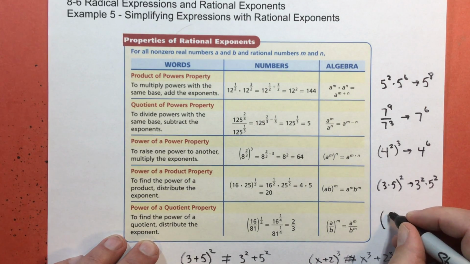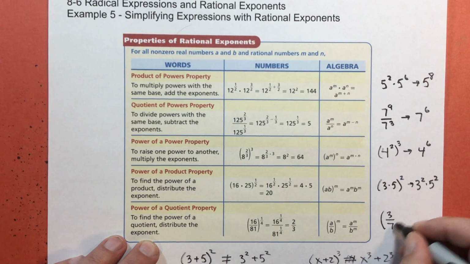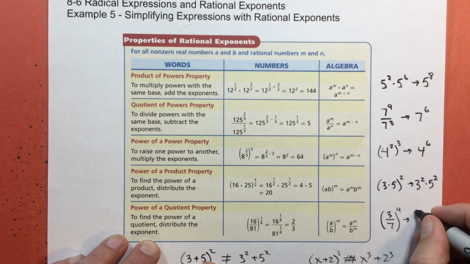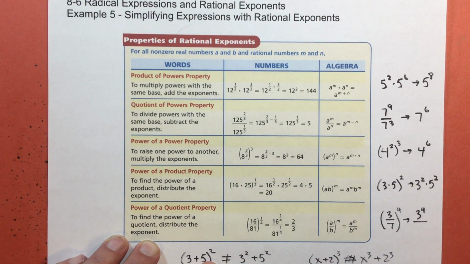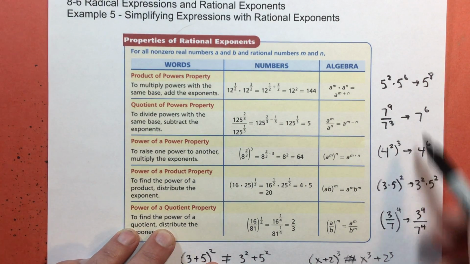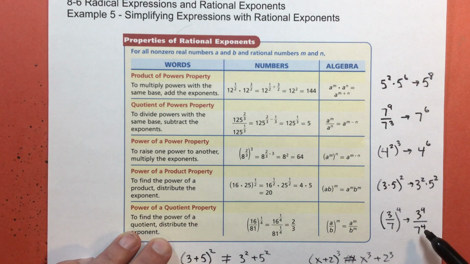So if I had, let's say, 3 divided by 7 and raise that to the fourth power, now that would be 3 over 7 times 3 over 7 times 3 over 7 times 3 over 7. Because when I multiply fractions, I multiply across the numerators, 3 times 3 times 3 times 3, I end up with 3 to the fourth power. And same thing with the denominators. I would multiply 7 times 7 times 7 times 7, and I end up with 7 to the fourth power. All of these are true for whole number exponents. They're also true for rational exponents.